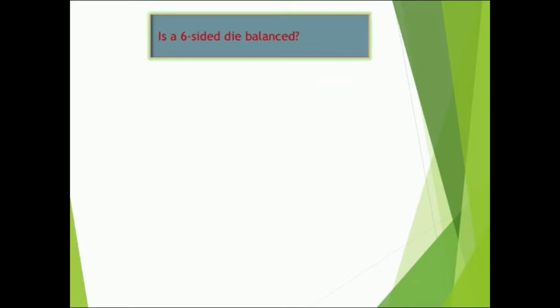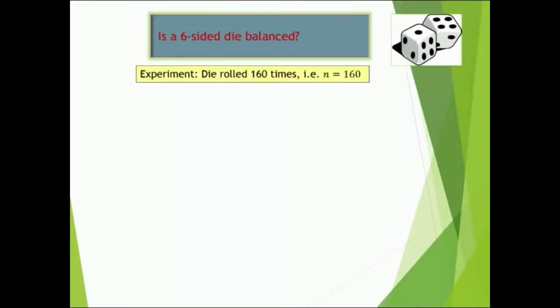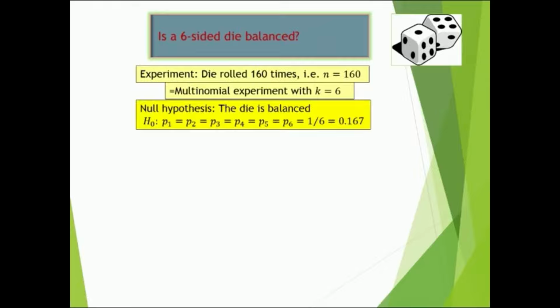So our first example is: is a six-sided die balanced? The experiment consists of rolling a die 160 times. In other words, the number of trials in total is 160, and we have a multinomial experiment. There are 6 possibilities, so k is equal to 6. We want to test the null hypothesis that the die is balanced. Translated into symbols, that means that the probability in each category is equal to 1 over 6, in other words 0.167.